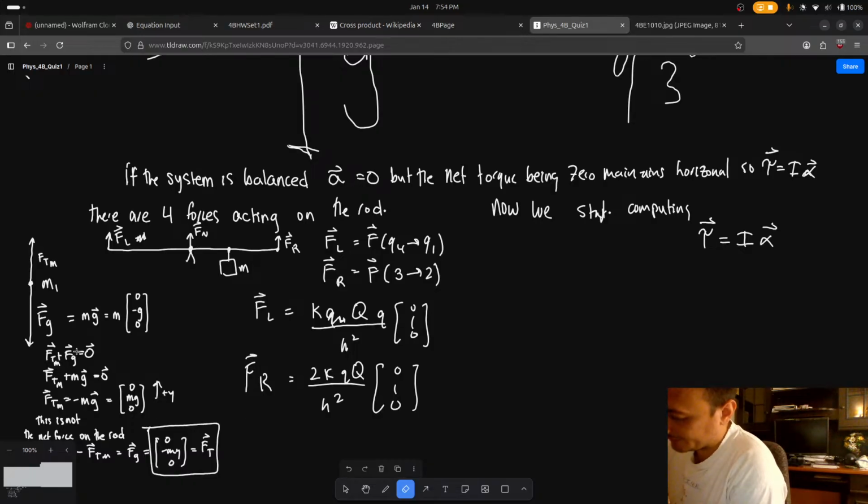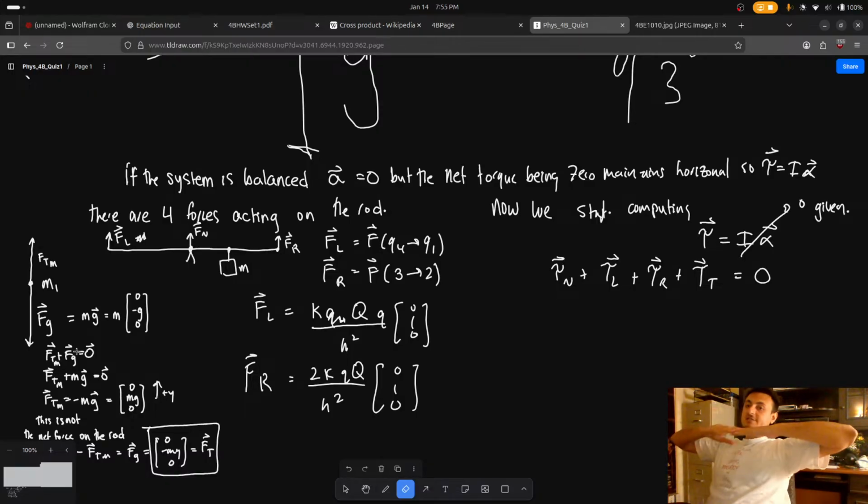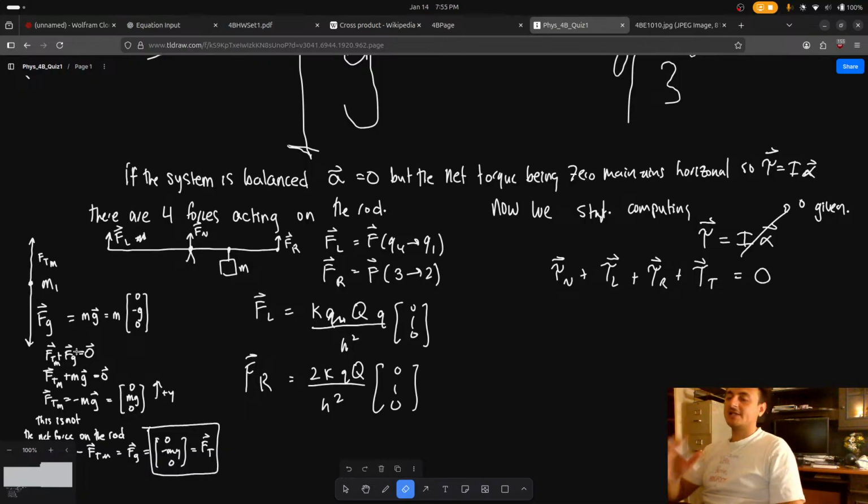So okay, we can actually do this now. We can now say that the torque due to the normal force plus the torque due to the left force plus the torque due to the right force plus the torque due to the tension force is equal to 0. This is 0 by given. It's given that it's balanced and it stays horizontal, therefore it's not accelerating. It's not changing in velocity or anything like that. So it's 0 acceleration. Therefore, the net external torque has to be 0.